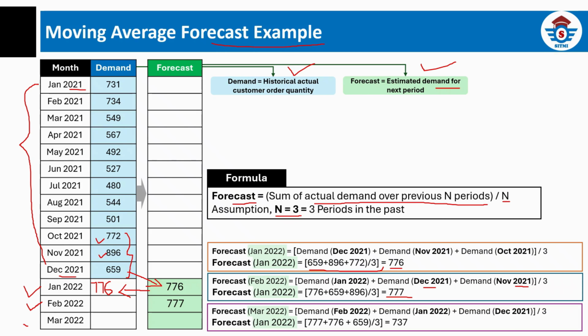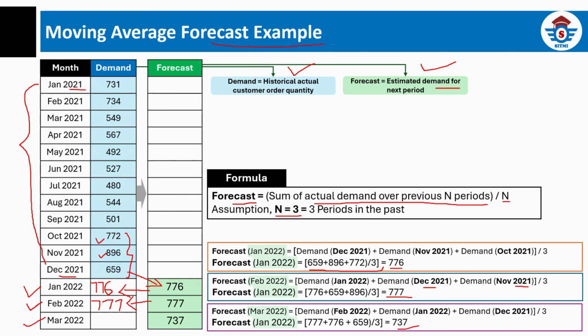Moving ahead, if we want to calculate the forecast for March 2022, we again use the most recent 3 periods by considering the estimated demand for January and February along with actual demand of December 2021, and this results in a forecast of around 737 units.